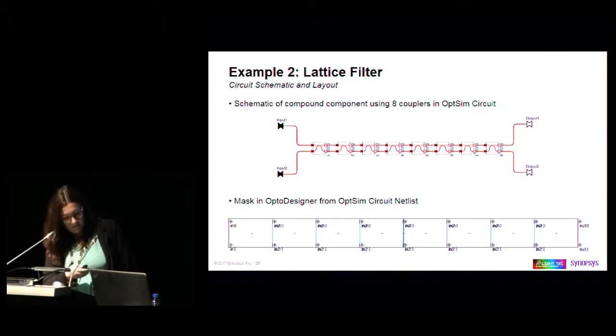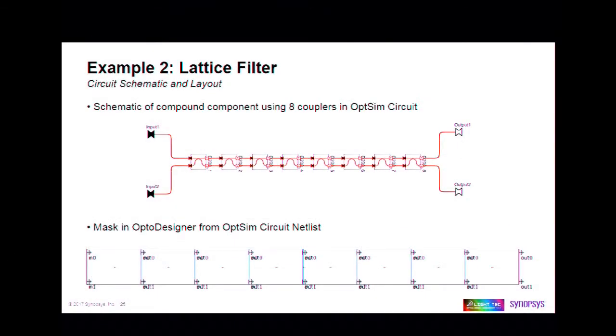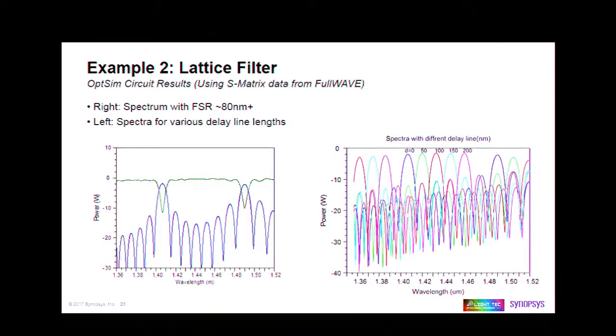We can then use these PDKs, our custom PDK, at the circuit level to cascade them and to create the filter. So the filter will look like this, and from the point of view of the mask layout, it would be something like that. Then we can test the filter at the circuit level and check the FSR. It's something like more than 80 nanometers for the FSR.